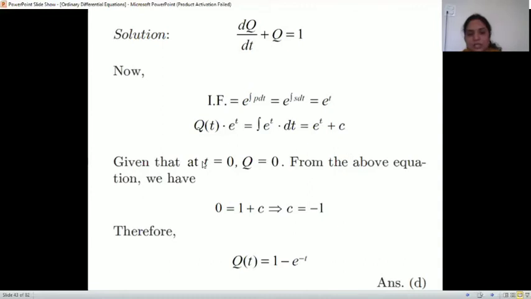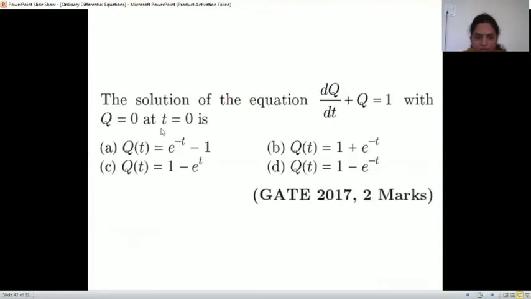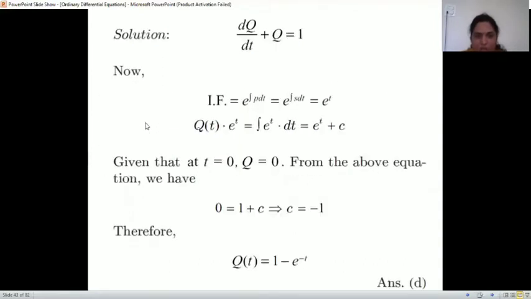And at t is 0, we know q is 0, it is given. So c is minus 1. So q of t, dividing by e raised to t, we get 1 plus c e raised to minus t. And finally, with c is minus 1, we get 1 minus e raised to minus t. So our correct answer is D.